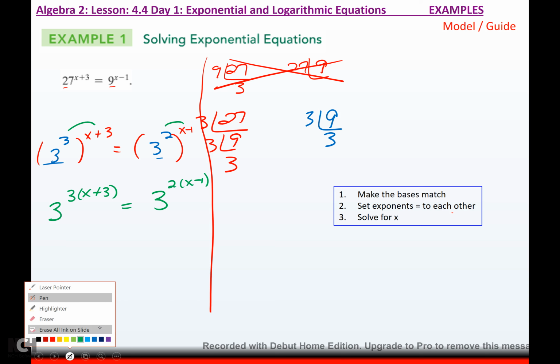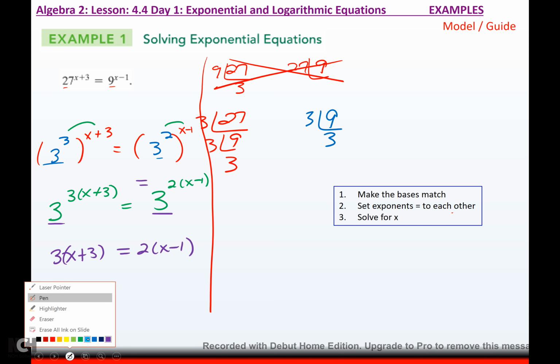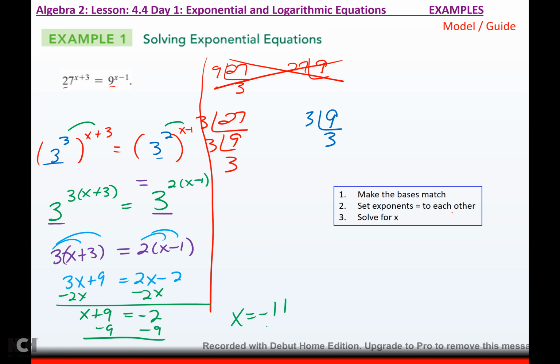And now, since my bases match, then the exponents have to be equal as well. So 3 times x plus 3 has to be equivalent to 2 times x minus 1. It has to by the definition. So now if I solve what's left, distribute, I have 3x plus 9 equals 2x minus 2. Get x alone, minus 2x, I have x plus 9 equals negative 2, minus 9, x equals negative 11. And you're done. And you can check it.